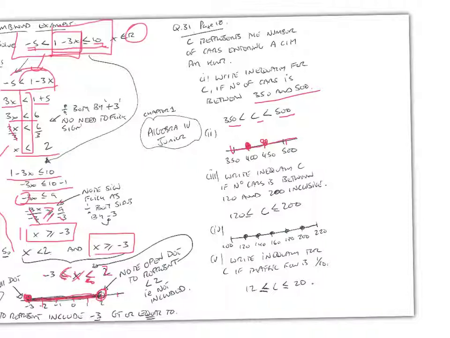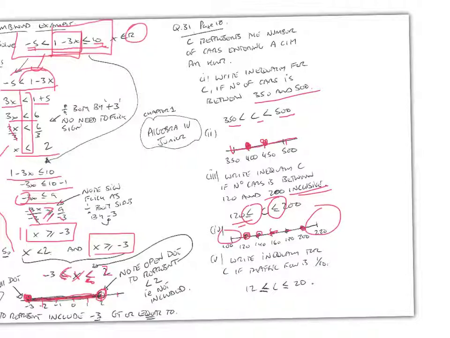Write the inequality for C if the number of cars is between 120 and 200 inclusive. So now we've C is greater than or equal to 120 and less than or equal to 200. So now if I was drawing my scale, I'd go 100, 120, 140, 160, 180, 200, and I would mark and include the 120 all the way up to the 200, but show that there's nothing there and nothing either side of the inequality.